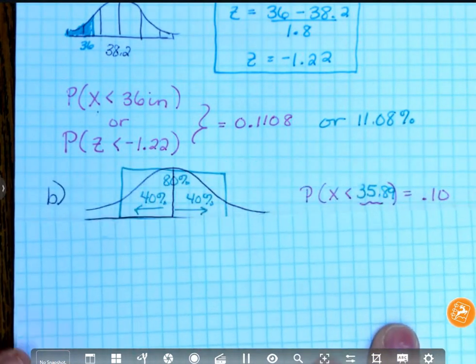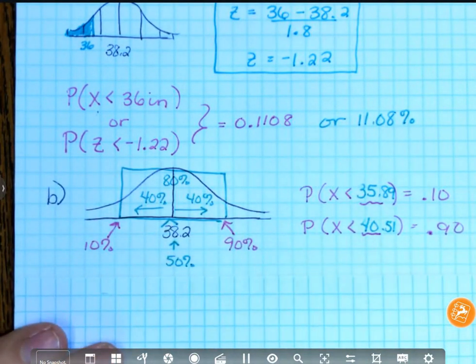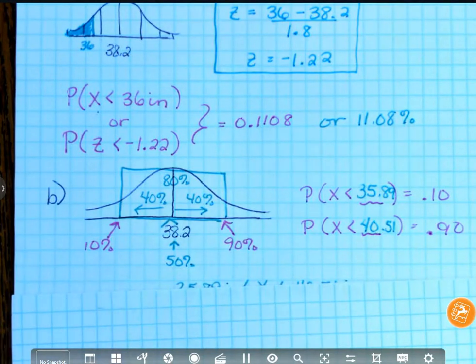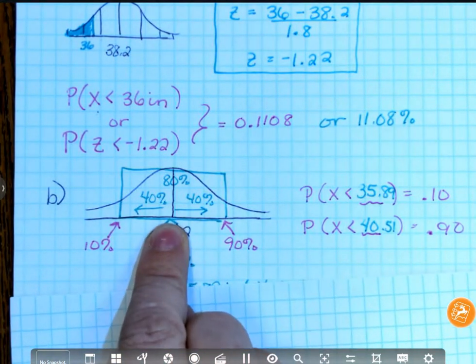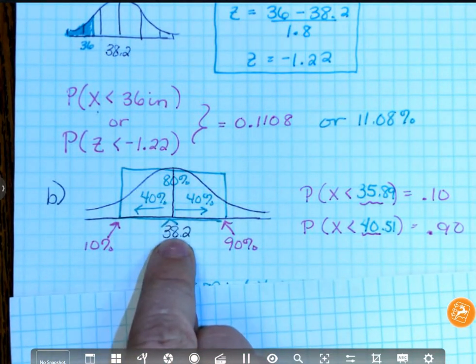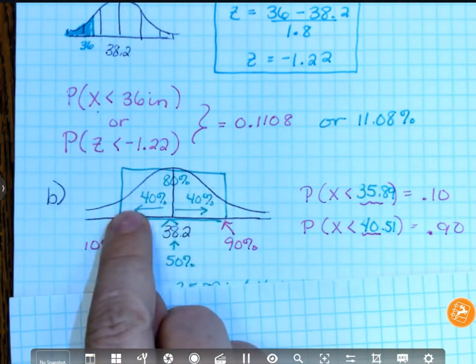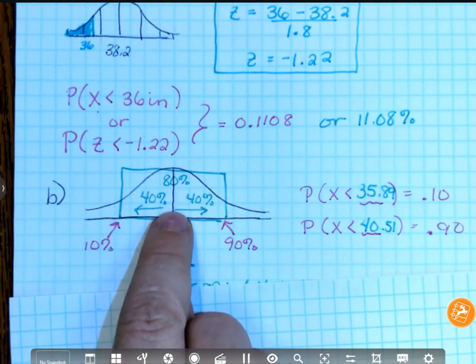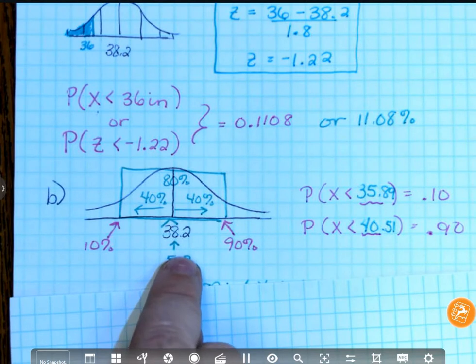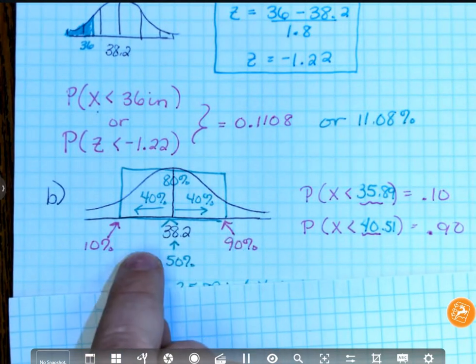The second question is talking about the middle 80%. So that means if I were to balance a box, 80% in size, over the mean, half of it goes out in either direction. So I've got 40 in one direction, 40 in the other. So from 50, that takes me to 90 and to 10.